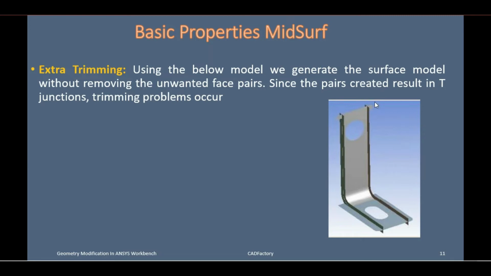Since the pair created results in T junctions, this basically happens when there are surfaces or surface bodies which are creating T junctions. So this trimming problem will occur. In the extra trimming option setting, we have different options available with us. We can use any of these.